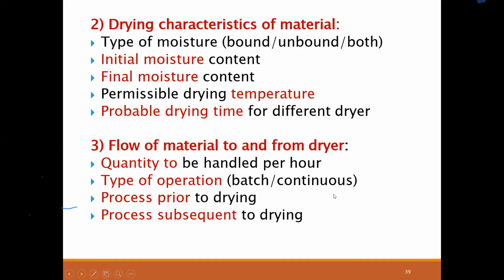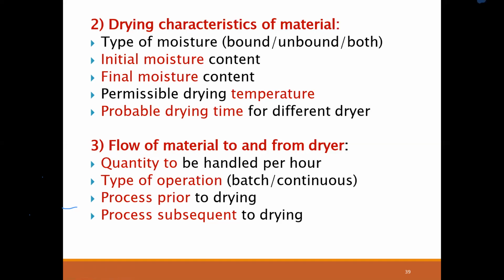Then a continuous drying process means it can give a continuous output. Thousands of kg you can dry at a time in a continuous process. Then process prior to drying. How much processing is required before drying? If the material contains more moisture, it is difficult to dry or difficult to handle. So first we have to remove some of the moisture, and then you can go for the drying. Understand? So prior processing must be required.